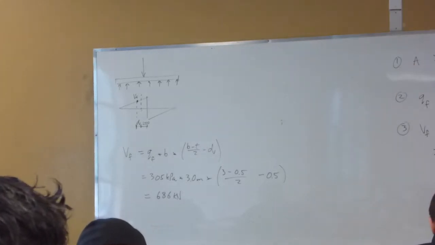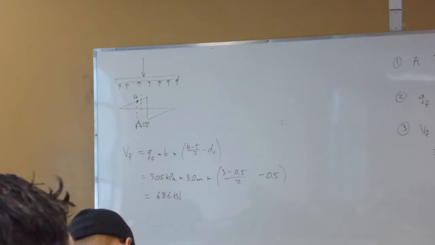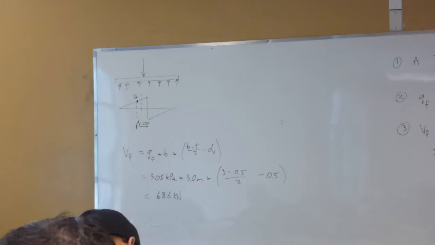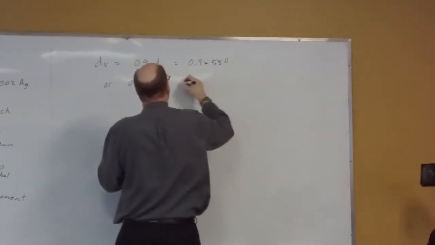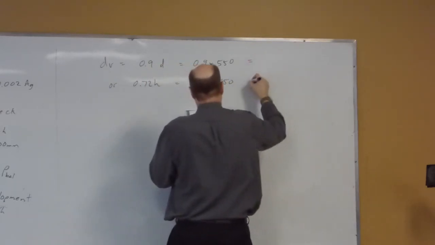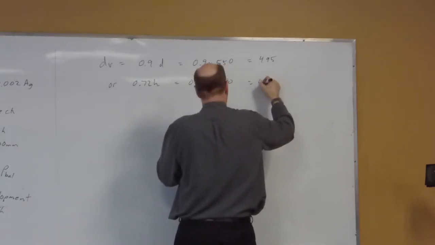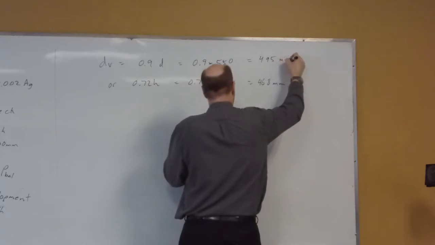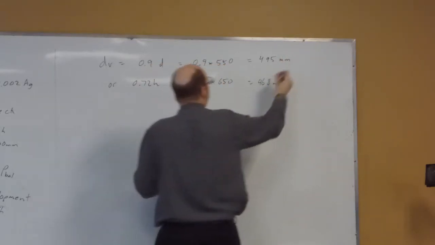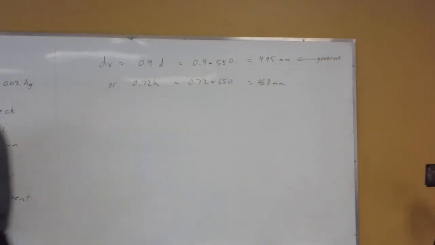So dV. It's either 0.9D or 0.72H. 0.9 times 550 or 0.72 times 650. So we'll get 495 or 468. And this one here governs. What's in D for 540? So this will be this one here, 495. I don't think it's going to change that number really.